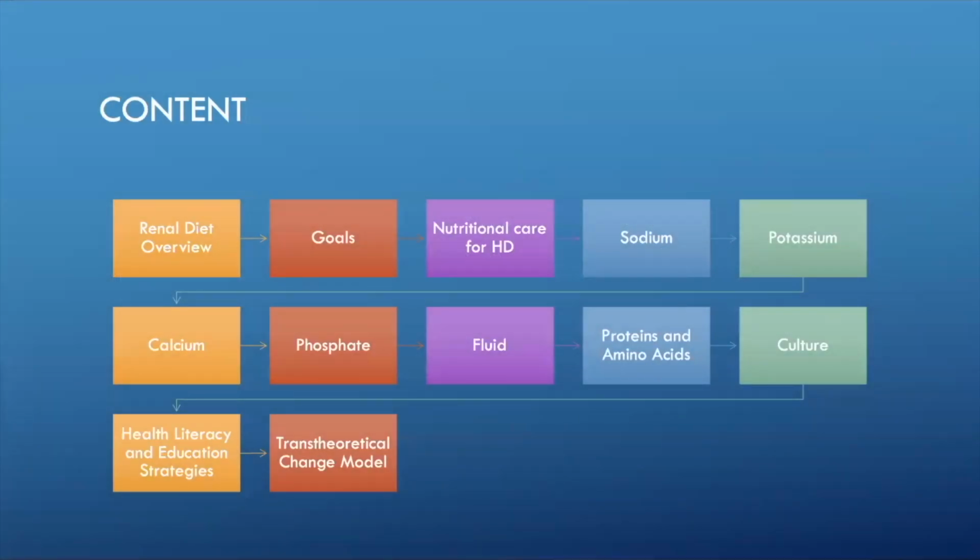Here's all the content that we'll be going over today. A review of the renal diet, goals, nutritional care for hemodialysis patients. We'll get into the electrolytes of sodium, potassium, calcium, phosphate, talk about fluid, protein, and amino acids. We'll go into culture in regards to the diet and the dialysis population, health literacy and educational strategies, and trans-theoretical change model.